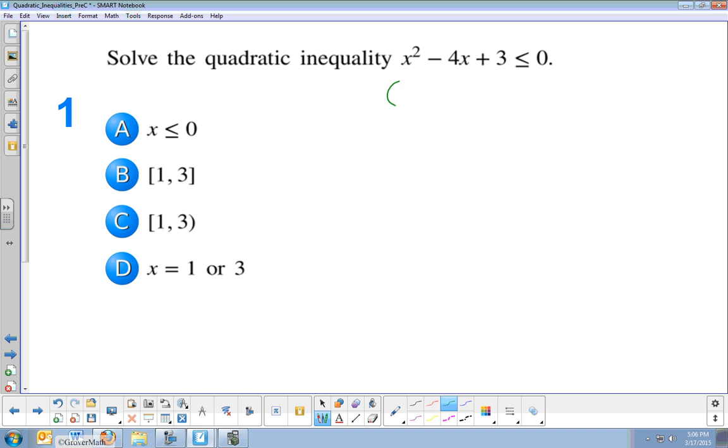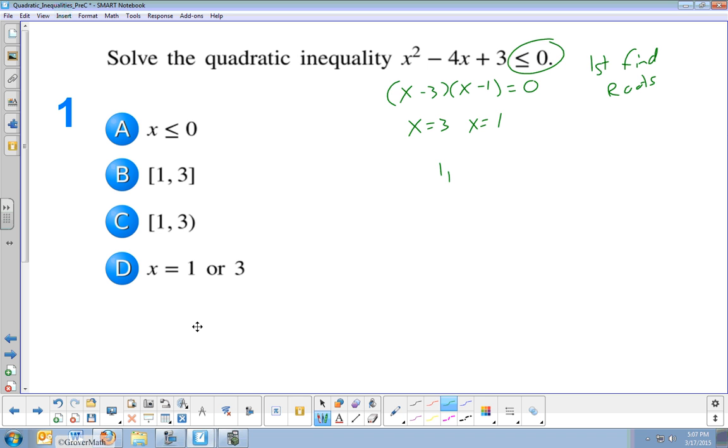The factors here are x minus 3 and x minus 1. And don't worry about the sign for now. We'll save this for later. Think of it as equals temporarily to find the roots. So first find roots. And if you solve it, you get x equals 3 and x equals 1. So we know it's going to be 1 and 3.